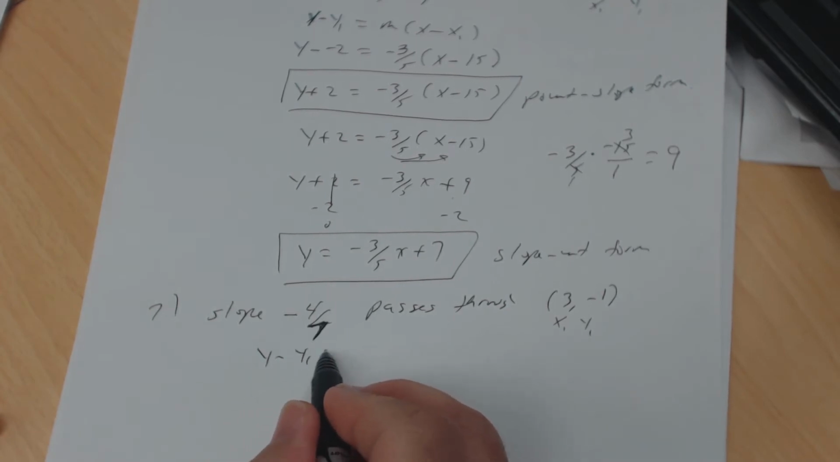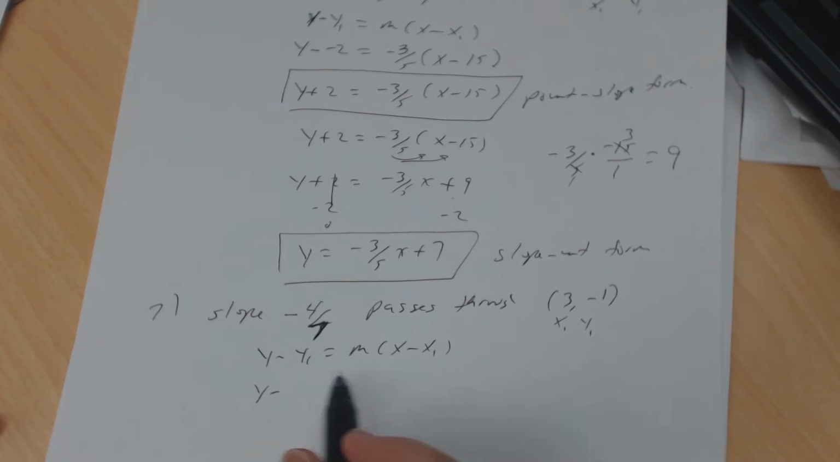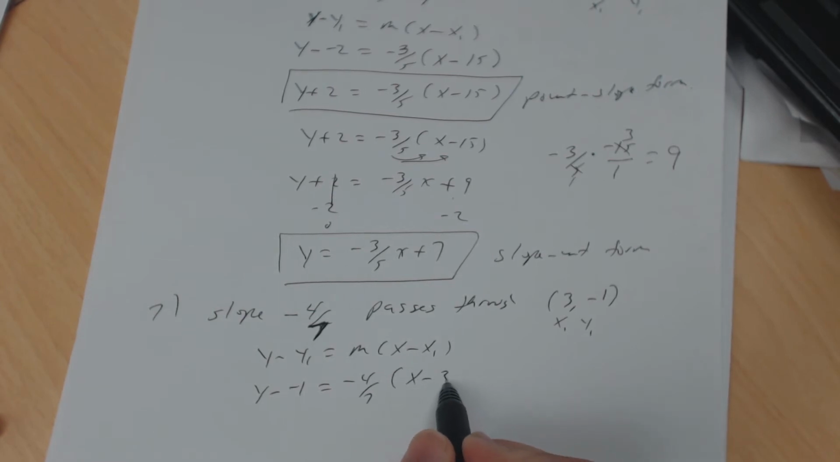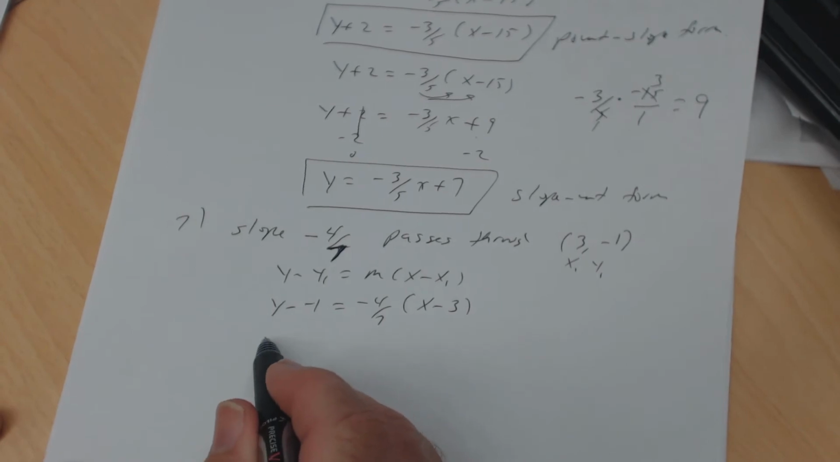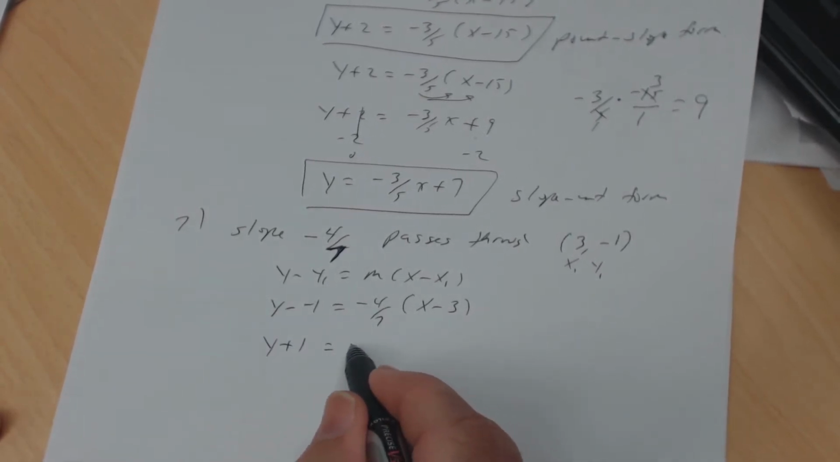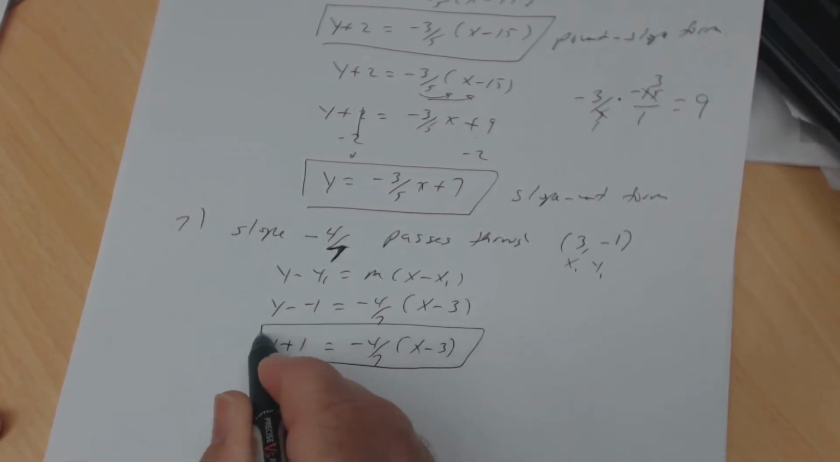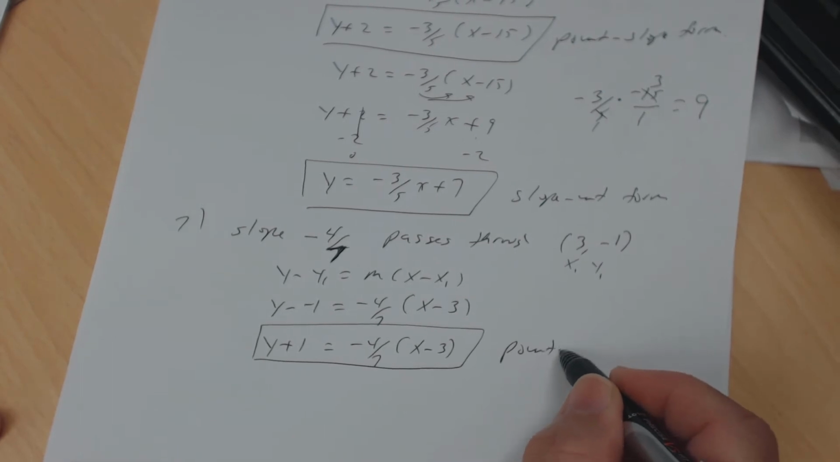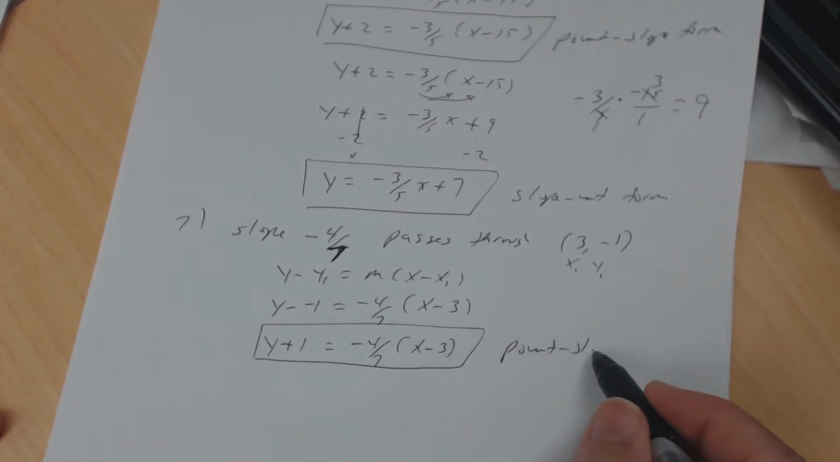So y minus y1 equals the slope times x minus x1. So y subtract a negative 1 equals the slope, which is negative 4/7, times x subtract 3. Rewriting this, I get y plus 1, because y subtract negative 1 is y plus 1, equals negative 4/7 times x minus 3. So that is point slope form. Don't leave it like the first version; you got to leave it like this.